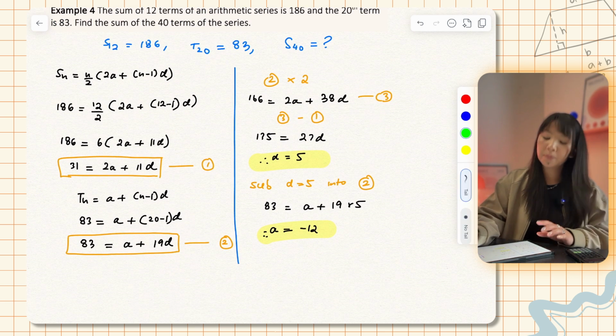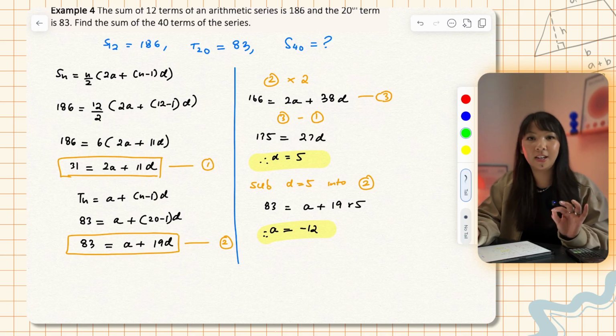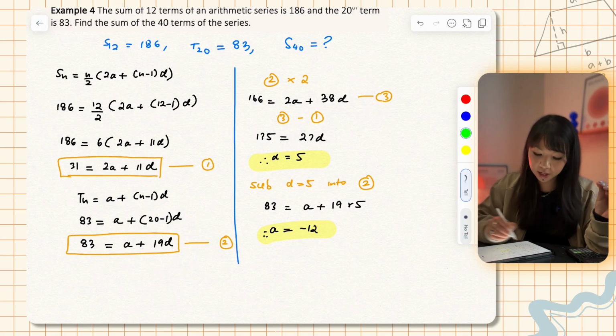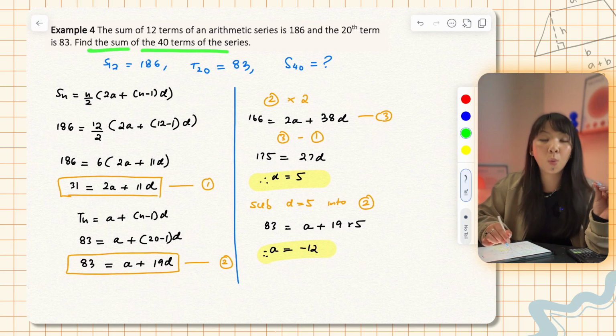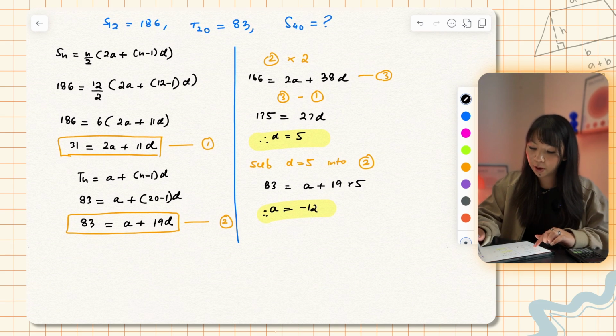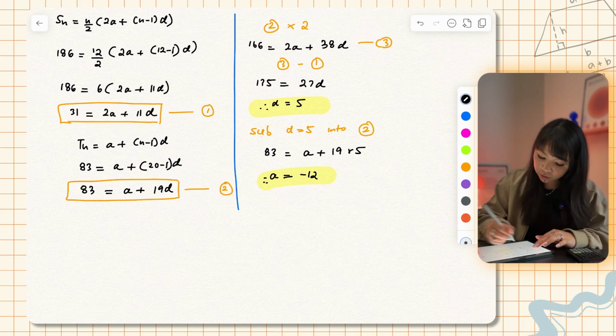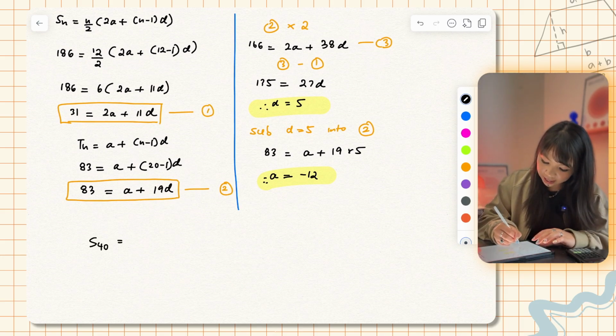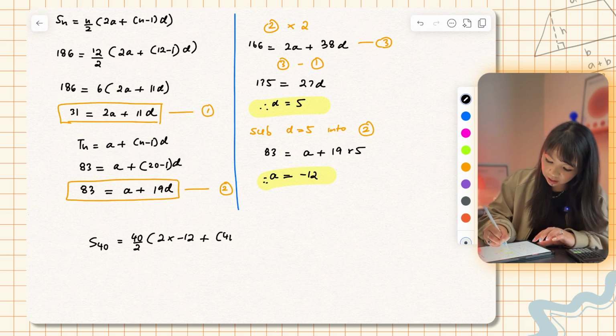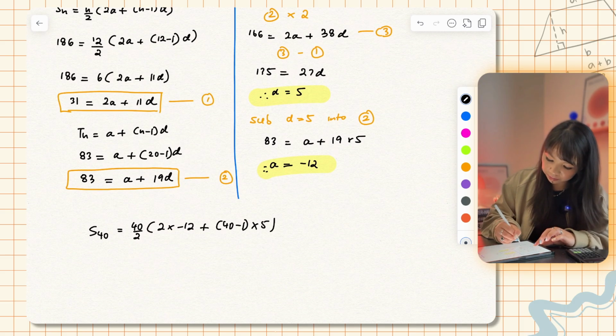Okay. Now, this feels done, right? Because we've done all that work, but just always make sure you answer the original question. It says find the sum of the 40 terms of the series. So now if I want to find S40, we need to plug in everything we know into the Sn formula. So over here, S40 equals n over 2, so 40 over 2, (2a plus (n minus 1) times d).